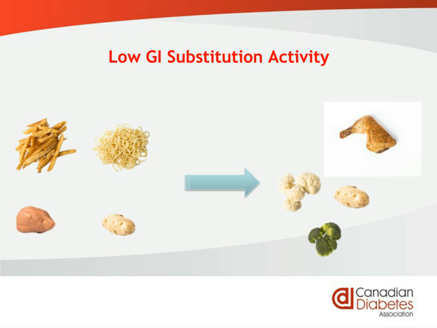So I'm sure you all know which ones we can switch with. So we could have the al dente pasta instead of the baked potato. We could have the sweet potato instead of the baked potato, or we could have cold potato. And that would make a low GI meal.